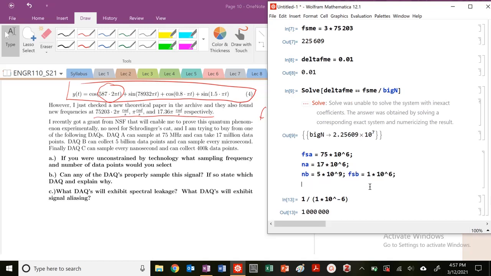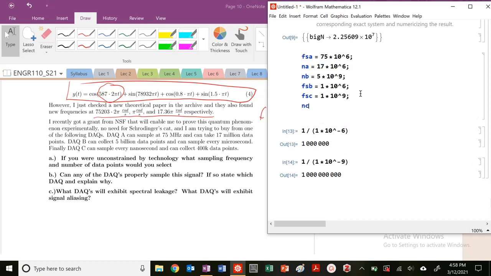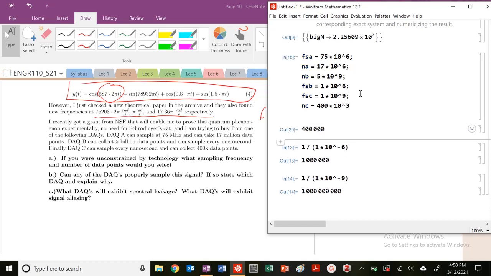Excellent. And then finally, it could sample every nanosecond. So we know that FSC is going to be equal to 1 times 10 to the 9. Because again, if I want my F sub S, 1 divided by my delta T of every nanosecond, 10 to the minus 9, that's 10 to the 9. There we go. And what is our NC? It's going to be 400K, 400 times 10 to the 3rd, excuse me. There we go. So those are our values.